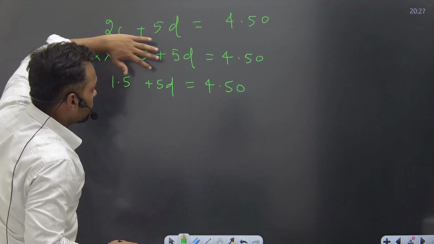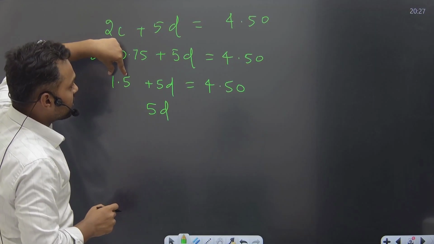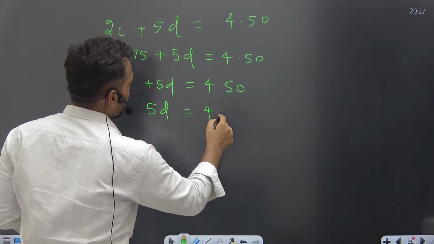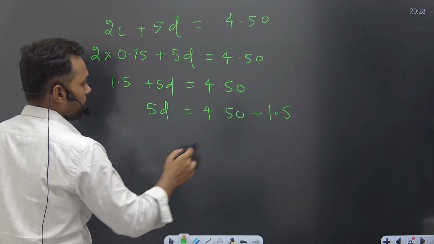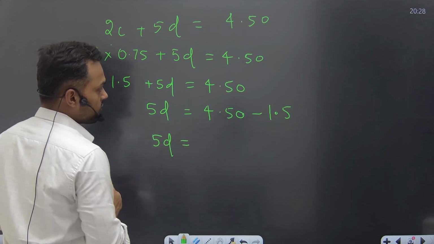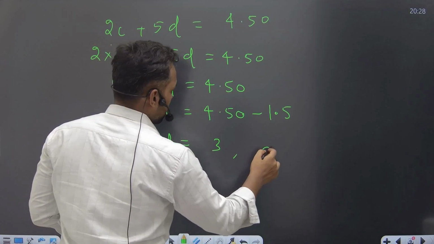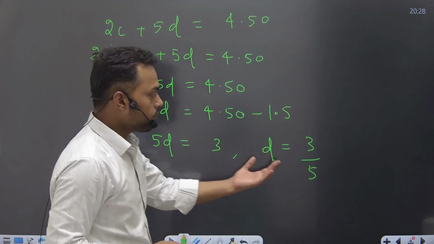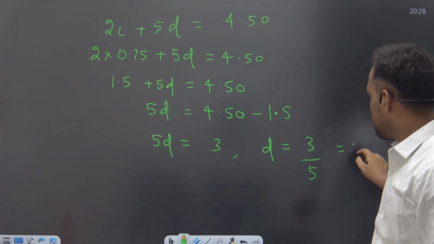We will transpose 1.5 to the right hand side, so it will become negative because it is a positive sign here. So it will be 4.50 minus 1.5. Okay, now 5d will be equal to, we need to subtract this value, so you will get 3. So the cost of a doughnut will be 3 by 5. If you want to do it further, you can divide it, so you will get 0.6.